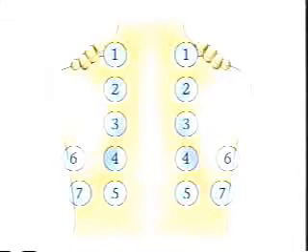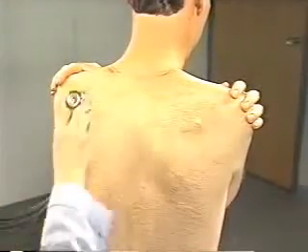To auscultate the posterior thorax, begin at the apices and proceed downward, moving systematically from side to side. Now let's listen as the examiner auscultates.